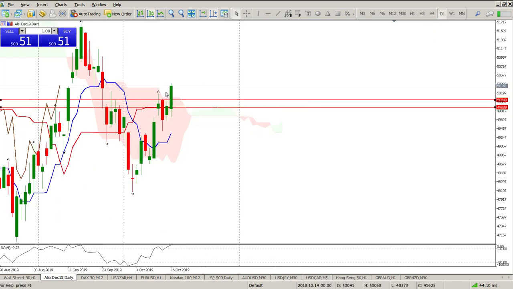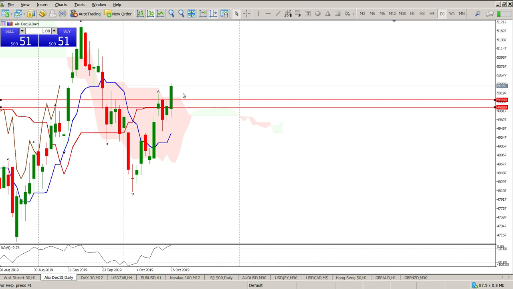Okay, and then the last one is on the daily. We've got a daily close above the cloud. Now that is extremely bullish, okay? So we've got Chikou span through price, we've got a twist, we've got a breakthrough cloud, but we're still bearish on Kijun-sen and Tenkan-sen at the moment.